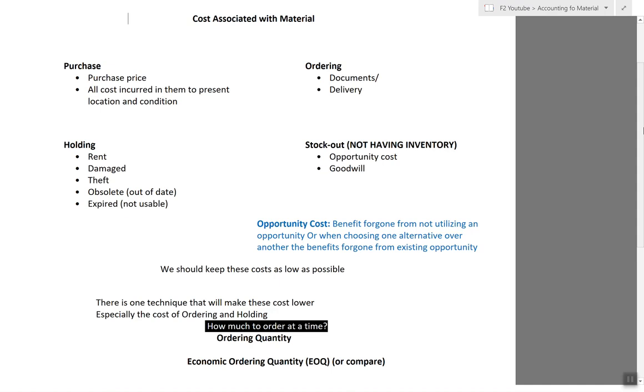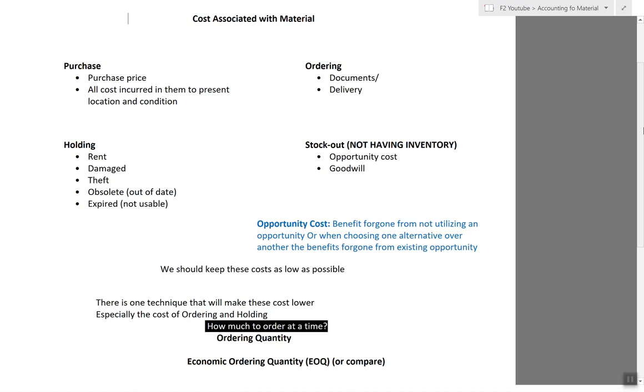Stockout arises when you don't have inventory. Not having enough inventory means you run out of inventory. It also has cost. One is the opportunity cost. Opportunity cost is the benefit foregone from not utilizing an opportunity. There is an opportunity presented to you and you don't utilize that opportunity. The opportunity is a customer comes asking for a product and you don't have that product. If you had the product, you would have sold it, you would have made profit. But you didn't have the product, you didn't utilize the opportunity, so you didn't make profit.